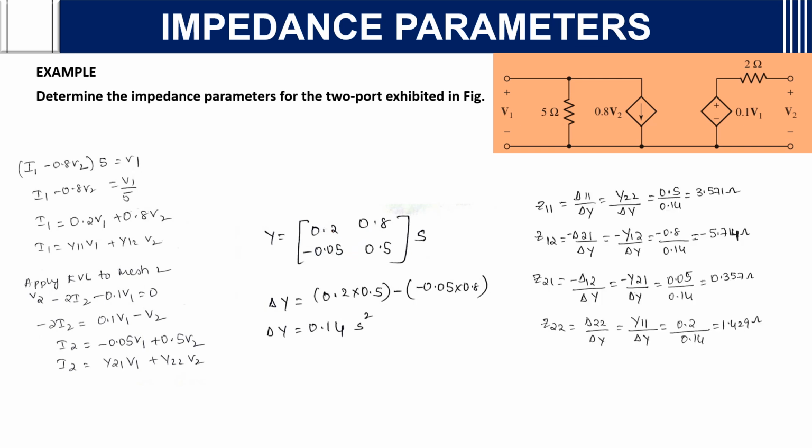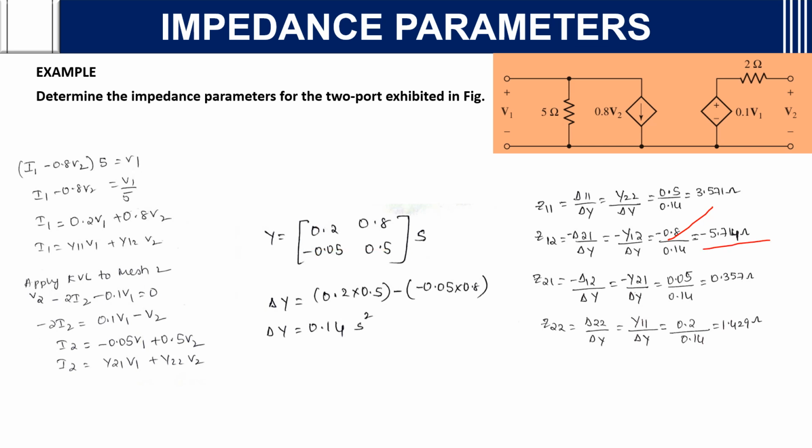From this you can convert into Z parameters, because they asked for impedance parameters. How to convert it? Z11 is equal to delta 11 by delta y. First row, first column will be eliminated. You will get 0.5 by 0.14, which is 3.571 ohms. In the same way, Z12 is minus delta 21 by delta y. For delta 21, the second row, first column needs to be eliminated. You will get 0.8 by 0.14, that is minus 5.714 ohms.